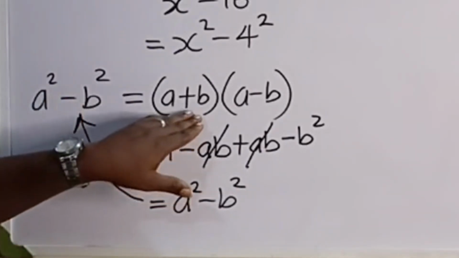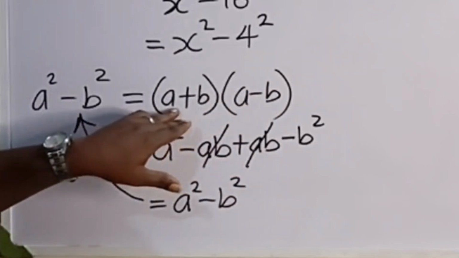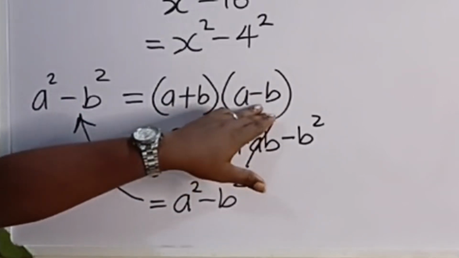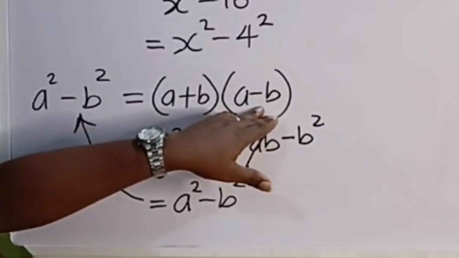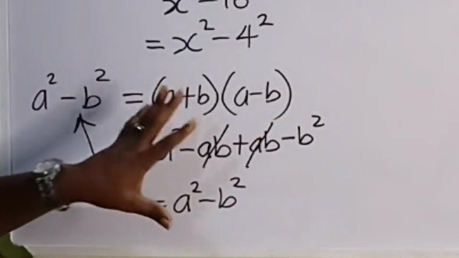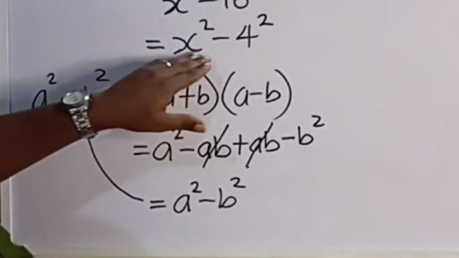So it shows that when you are given a squared value subtracting a squared value, all you need to do is open two parentheses, add the bases in one parenthesis, subtract the second base from the first base in the other parenthesis. So this is what the principle states. So let's see how this applies here.